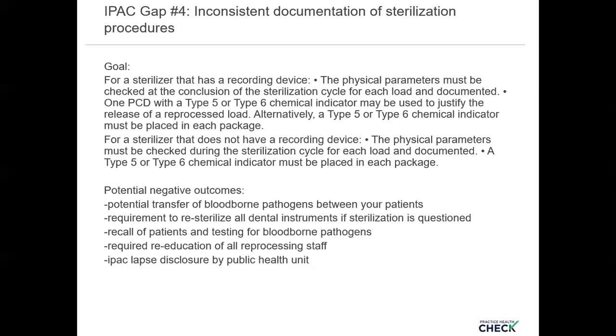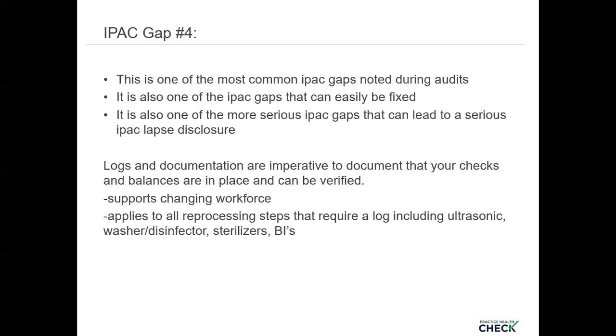So these are really if public health were to enter your clinic and ask for proof of documentation for your sterilization process. They want to make sure that you understand what it is that you're doing. In addition to that, they want to see that you're recording all of the appropriate parameters for each sterilization cycle. So this is one of the most common IPAC gaps noted during audits. It is also one of the IPAC gaps that can easily be fixed. So this is positive news. It is also one of the more serious IPAC gaps that can lead to a serious IPAC lapse disclosure.